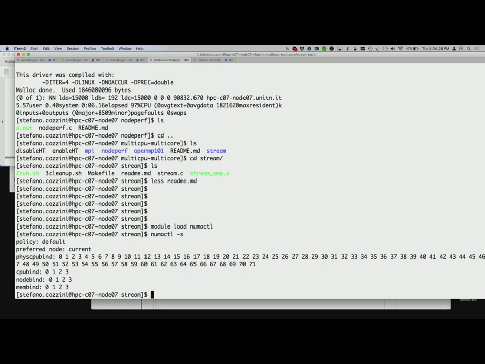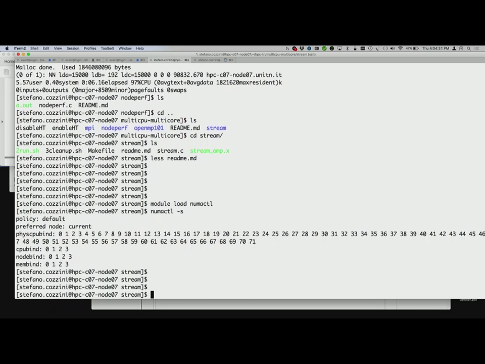So what we can do, the idea, is that we can try to run stream in a way in which we bind the executable to the CPU 0, and we ask the executable to use memory relative to socket 0, socket 1, socket 2, and socket 3. Okay, so in this way what we can try to do is actually to access the memory the wrong way.